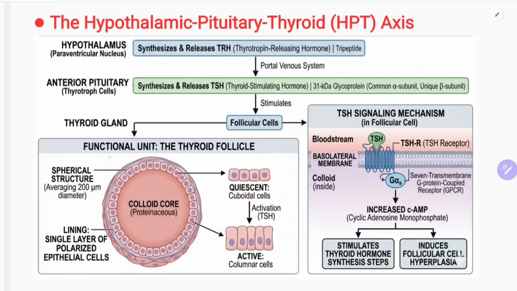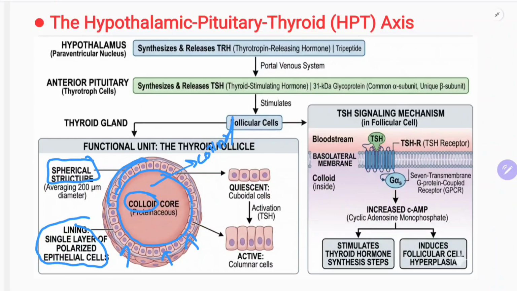Okay. Now the functional unit of the thyroid gland is the thyroid follicle. So what does it contain? It is a spherical structure. In the silent stage, it has a single layer of polarized epithelial cells lining it, these cells, okay, and the central core has a proteinaceous fluid, that is known as colloid. Okay, as it is given here, colloid. When this functional unit of the thyroid gland, this follicle, is silent, these cells are actually cuboidal cells. When they are activated by the TSH, they become columnar cells. So that you should remember.